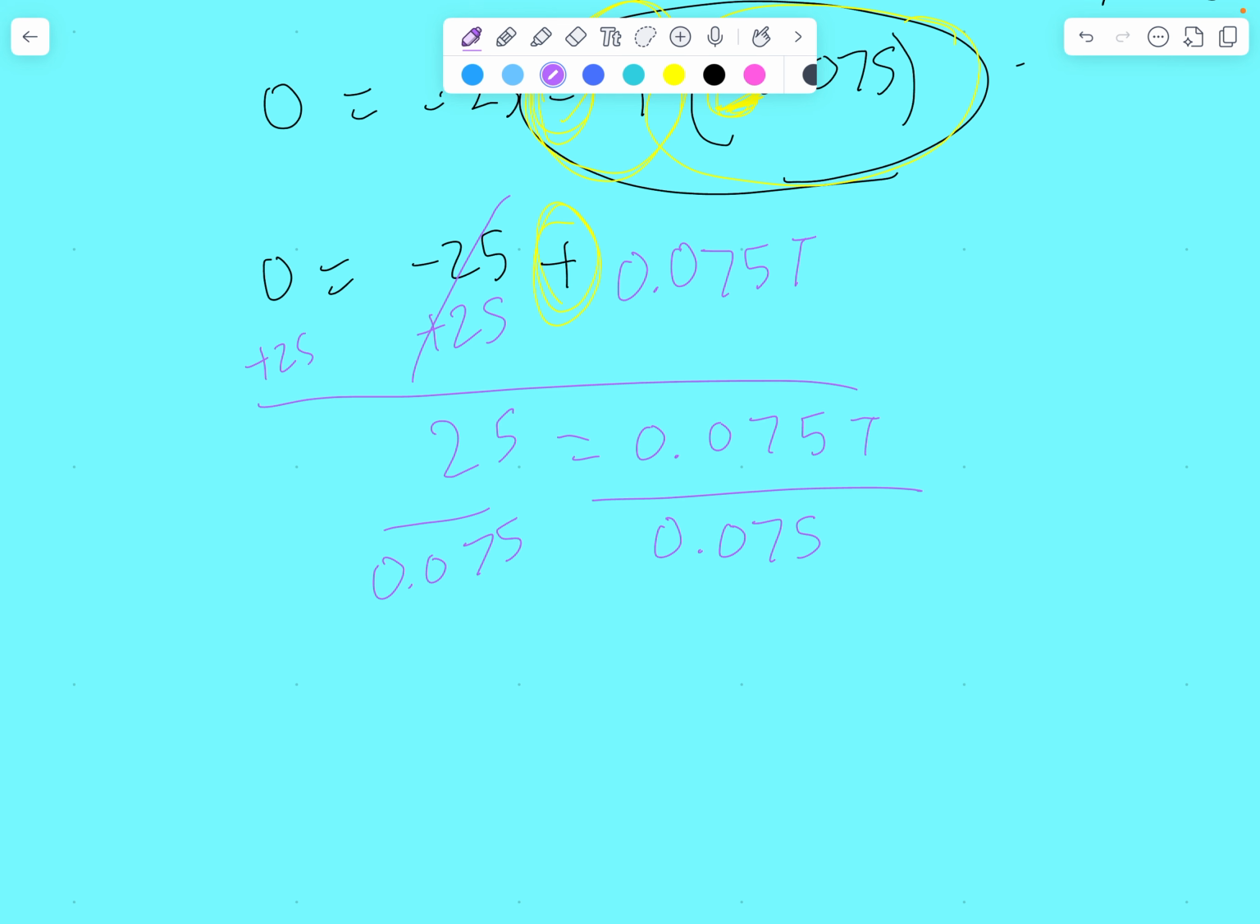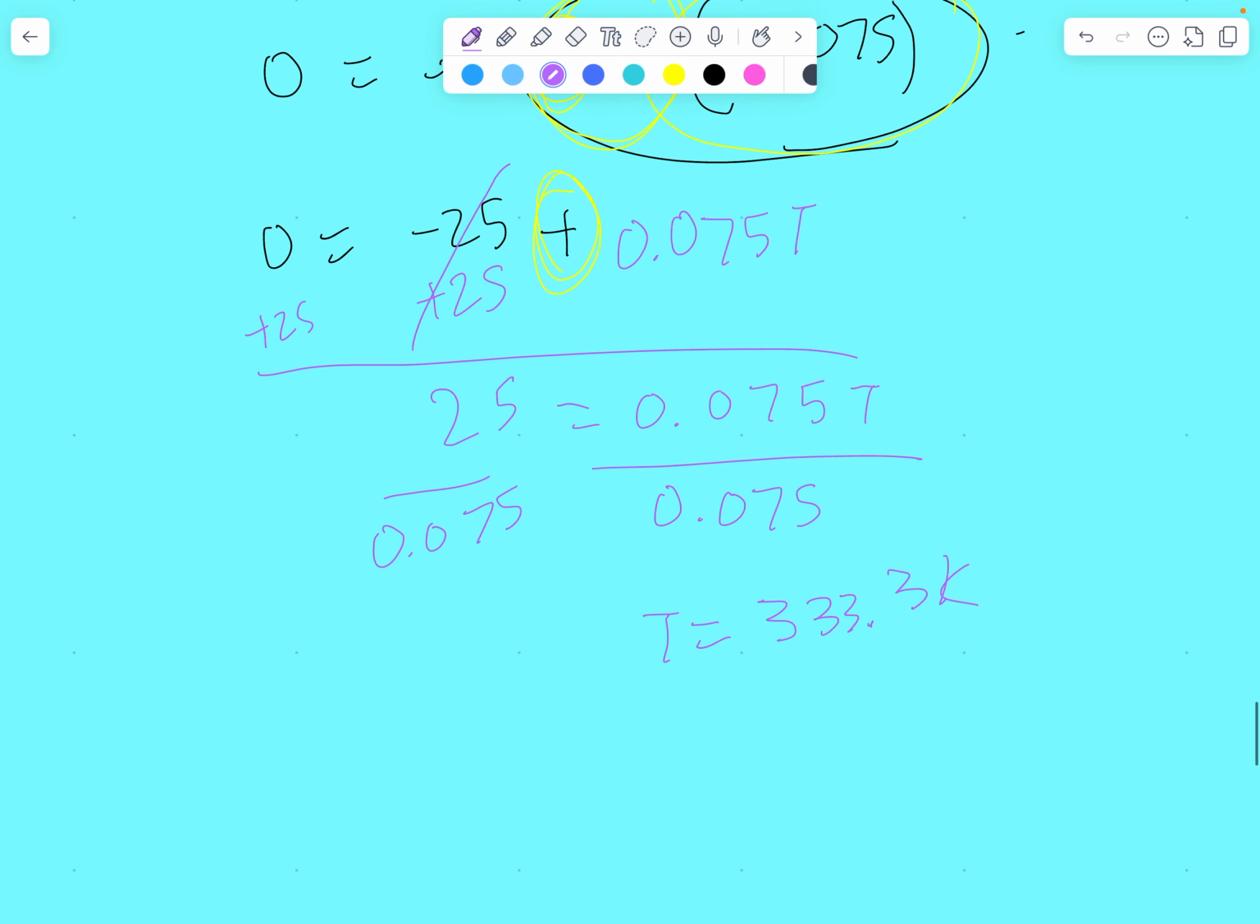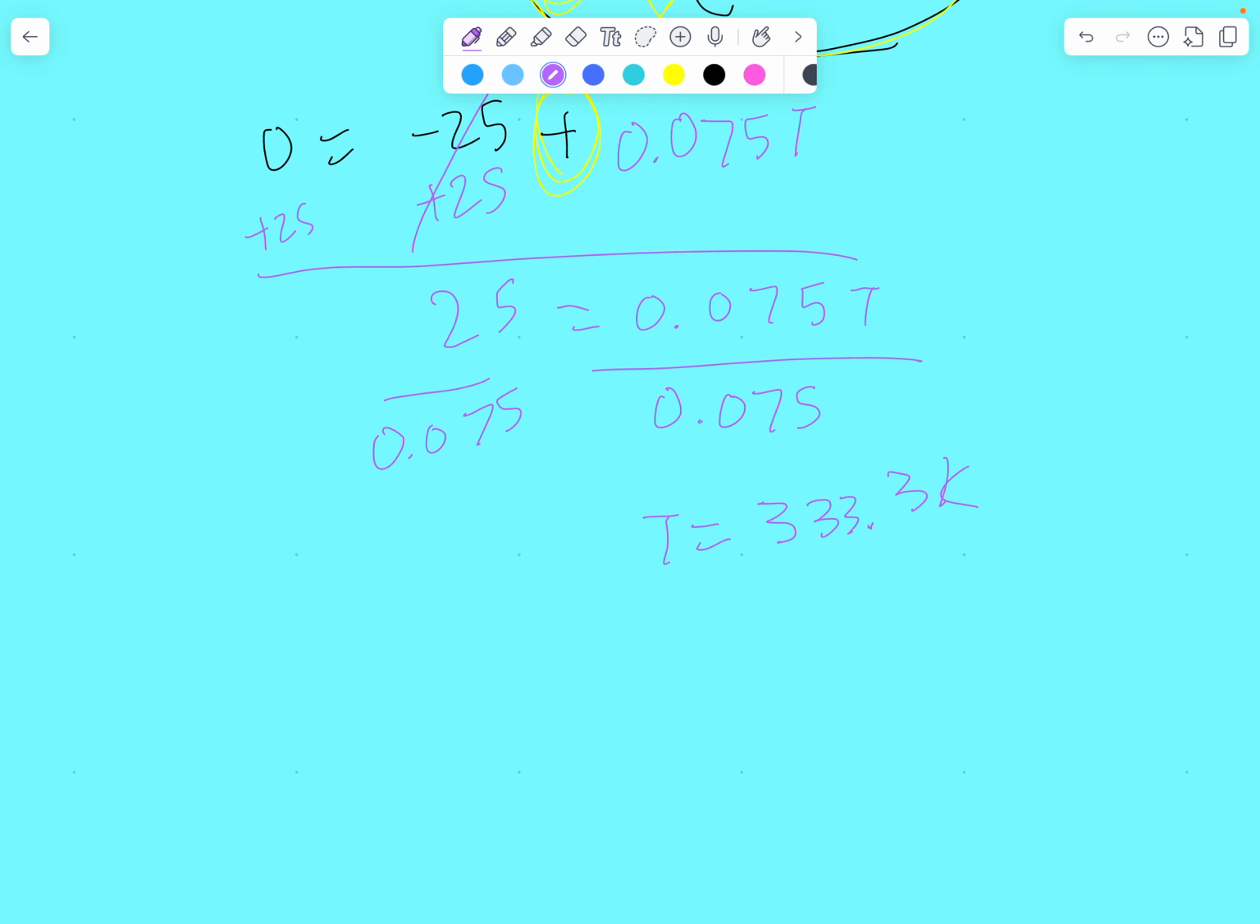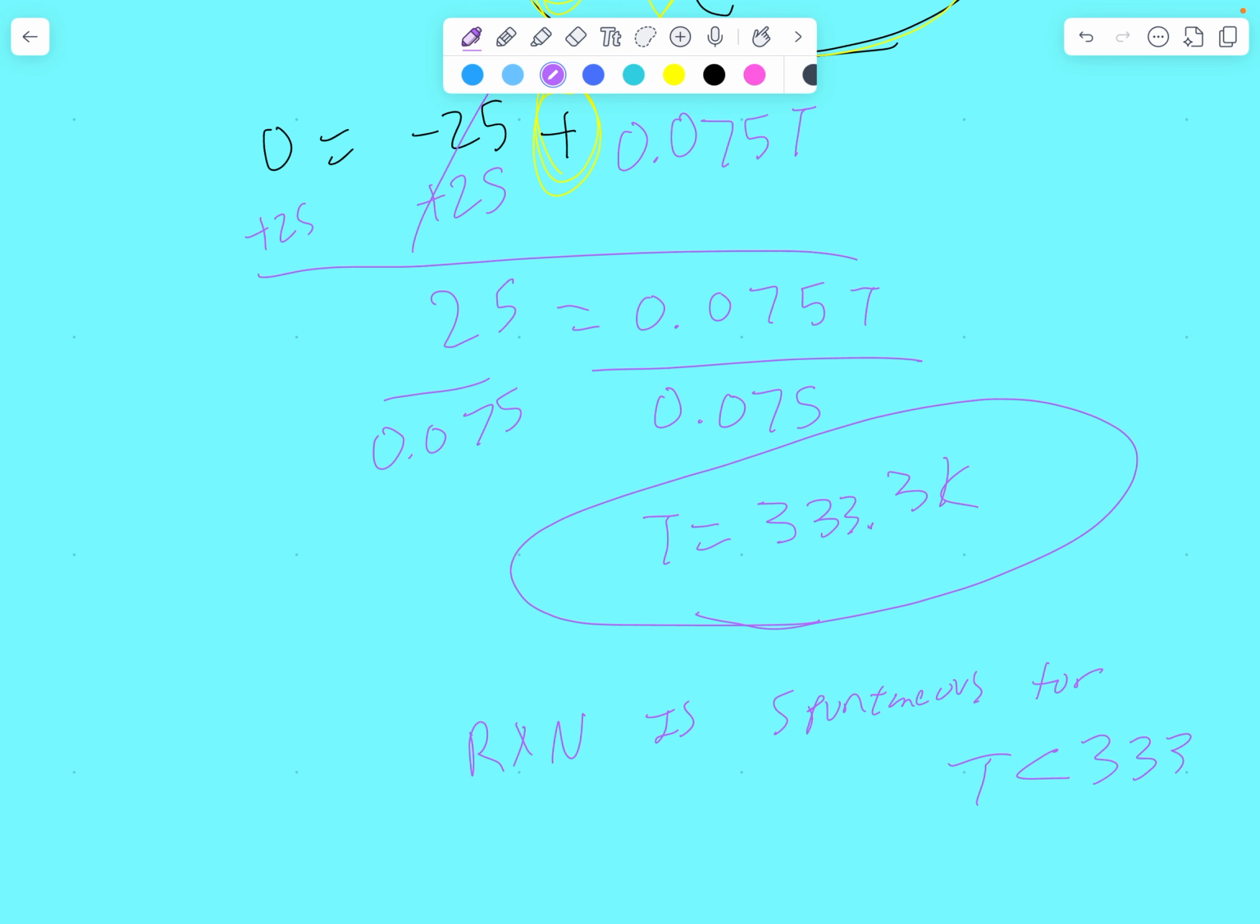And then when you do that, you get T equals 333.3 Kelvin. This reaction is spontaneous at low temperature, but stops being spontaneous after that threshold. So threshold T is about 333 Kelvin. The reaction is spontaneous for T less than 333 Kelvin.